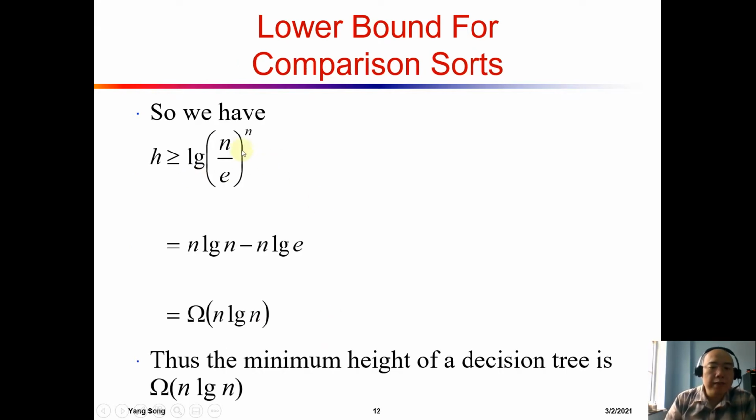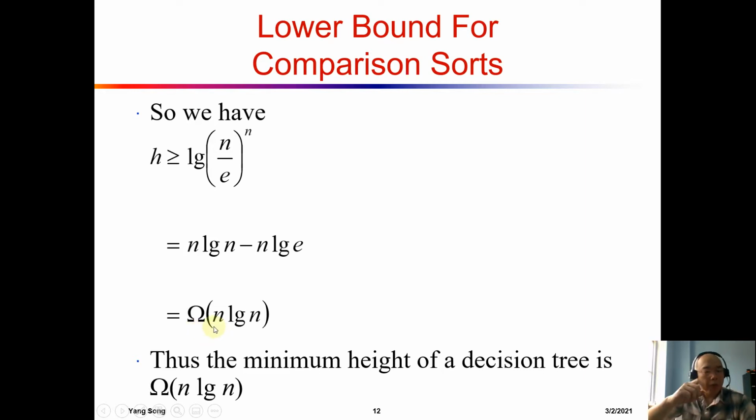So we have this kind of a log and this log. One thing we can do is move this n outside of the log, and then we have n times log of n divided by e, and log of n divided by e can be split into log n minus log e. So eventually we have this version: n log n minus n log e. In this case, log e is considered a constant. So we say that the height is omega n log n.